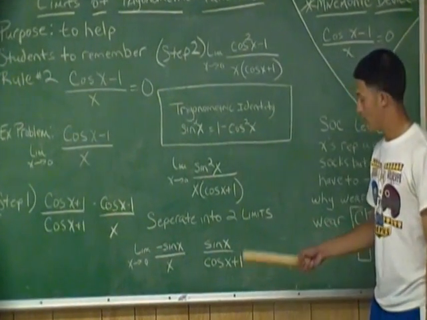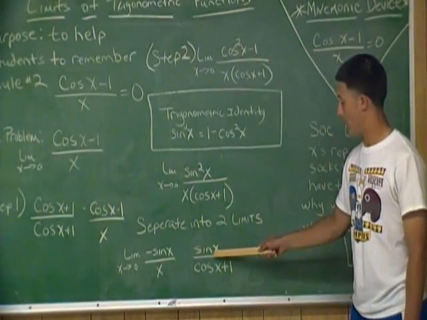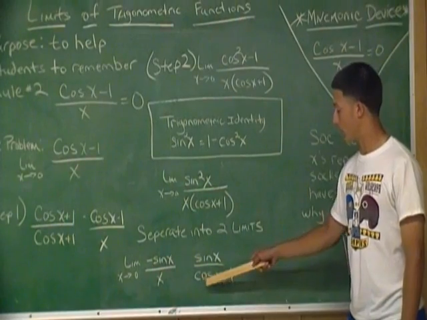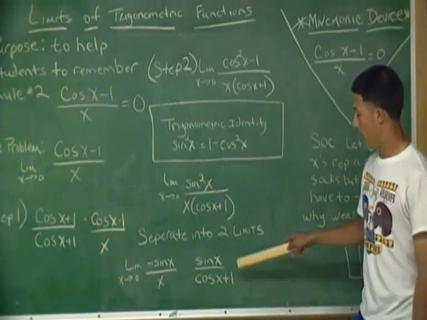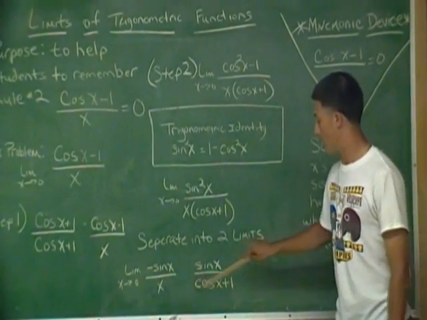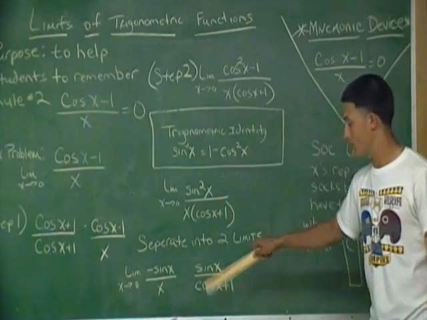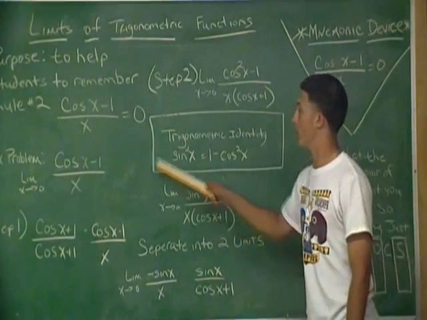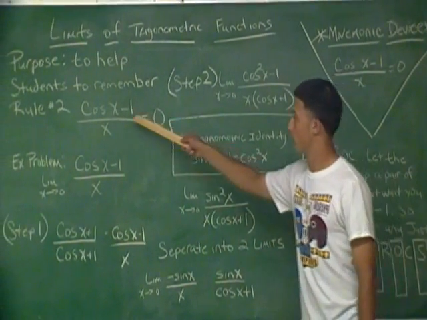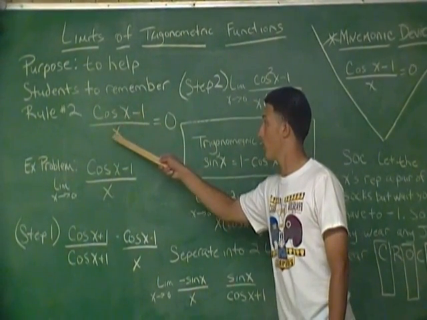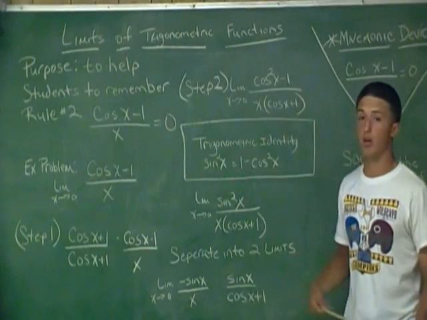And this one is sine x over cosine x plus 1. And this function right here is equal to 0. So if you multiply negative 1 times 0, you're going to get 0 every time. Which brings back to the rule, cosine x minus 1 over x is equal to 0.